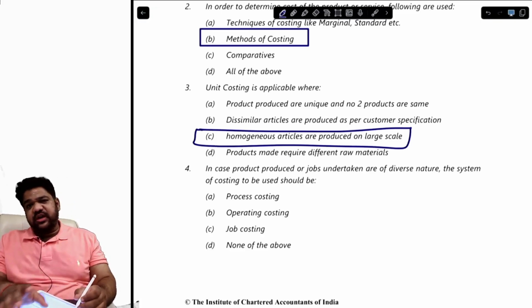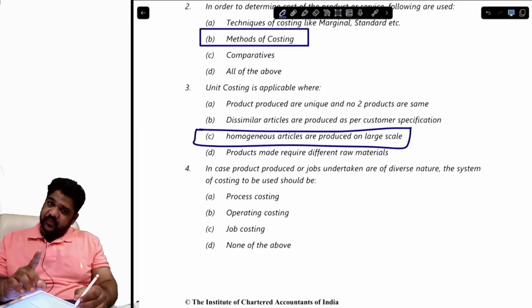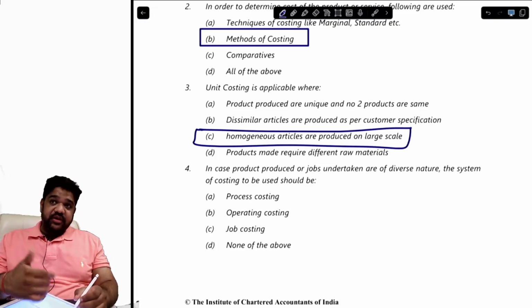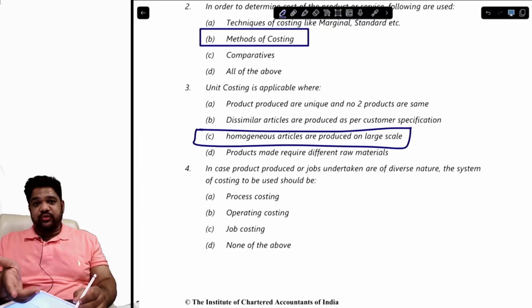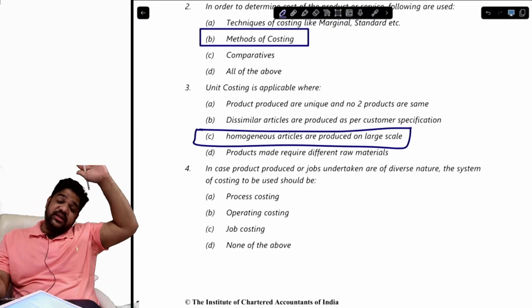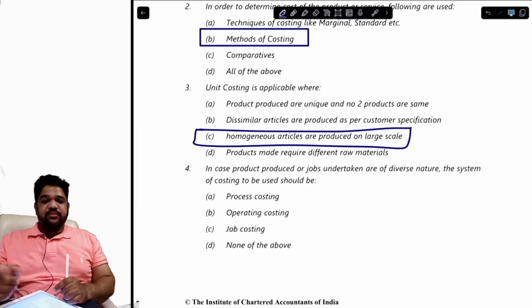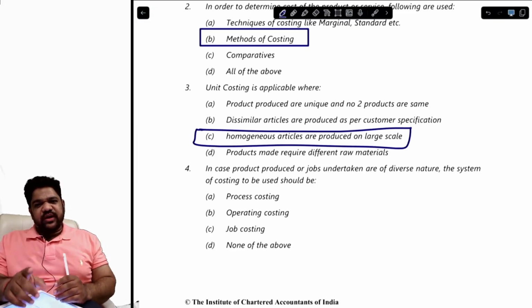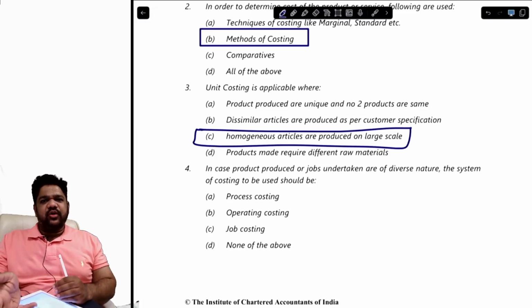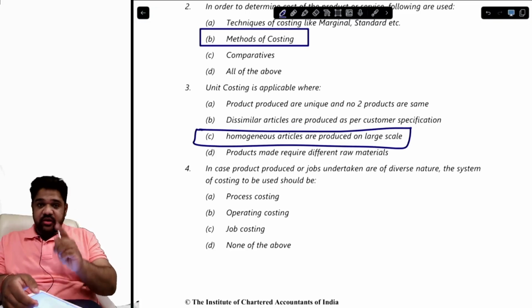Unit costing is basically to find the cost of one unit. Okay. Now, when do you have to find the cost of one unit? When you're making the same product in large scale, that is the time. If you're just making one product or just one unit, you don't need to find the cost of a unit, right? You are already finding the cost of that particular unit, which is why the third alternative.